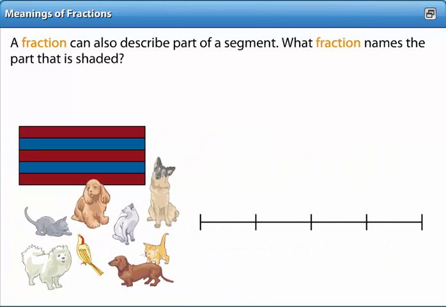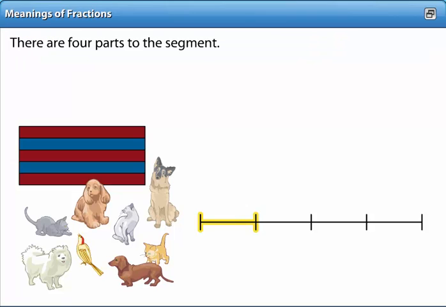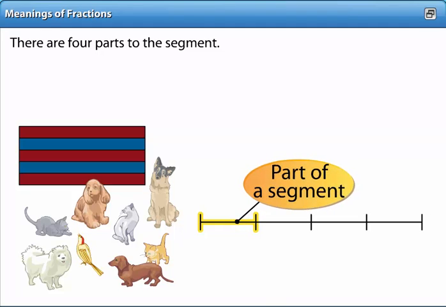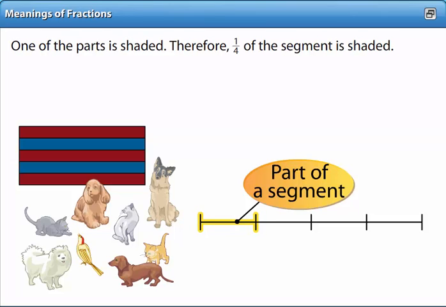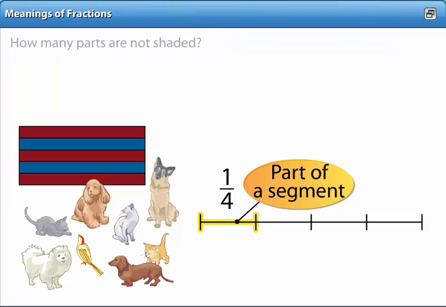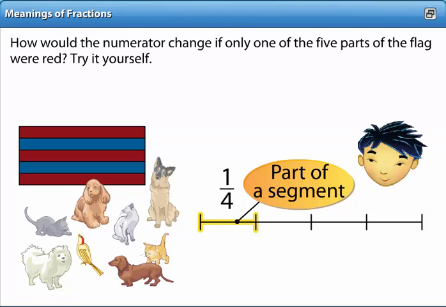A fraction can also describe part of a segment. What fraction names the part that is shaded? There are 4 parts to the segment. One of the parts is shaded. Therefore, 1/4 of the segment is shaded. How many parts are not shaded? 3 of the 4 parts are not shaded. How would the numerator change if only one of the 5 parts of the flag were red? Try it yourself.